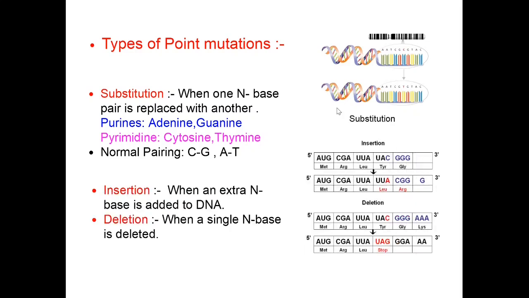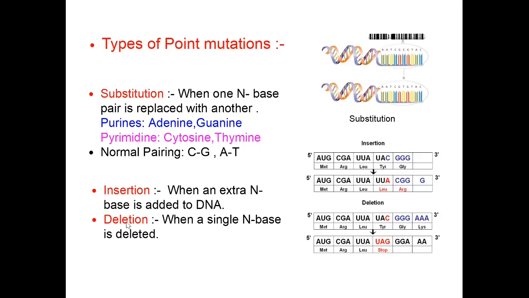Next is insertion. That means an extra nitrogen base is added to DNA. So in this diagram, uracil is added here. So UAC changes into UUA, and the GGG nitrogen base triplet changes into CGG, and at the same time the amino acid also changes. This is the effect of insertion.